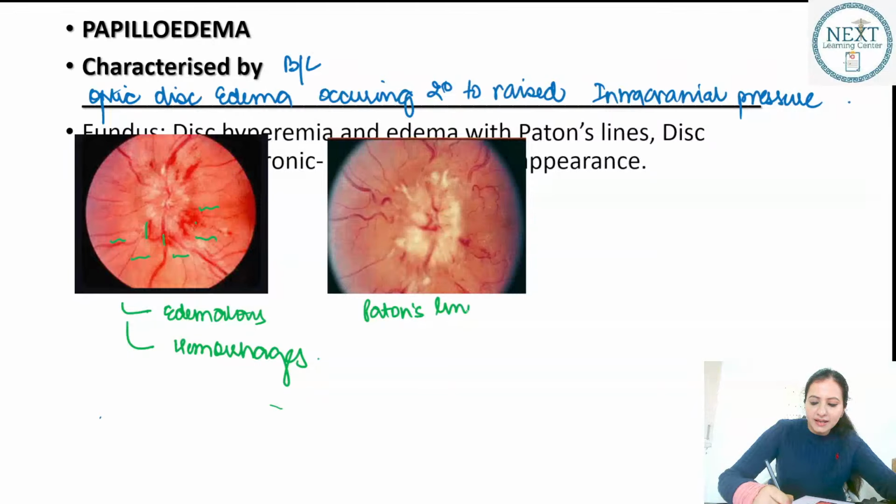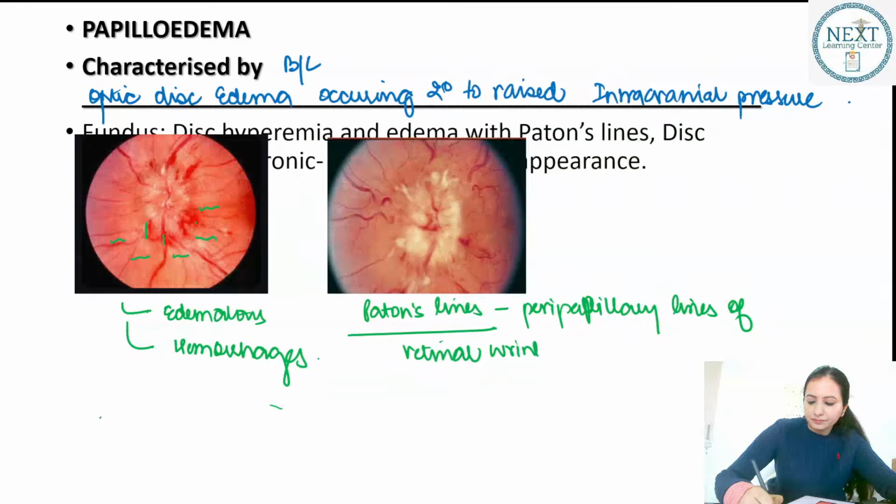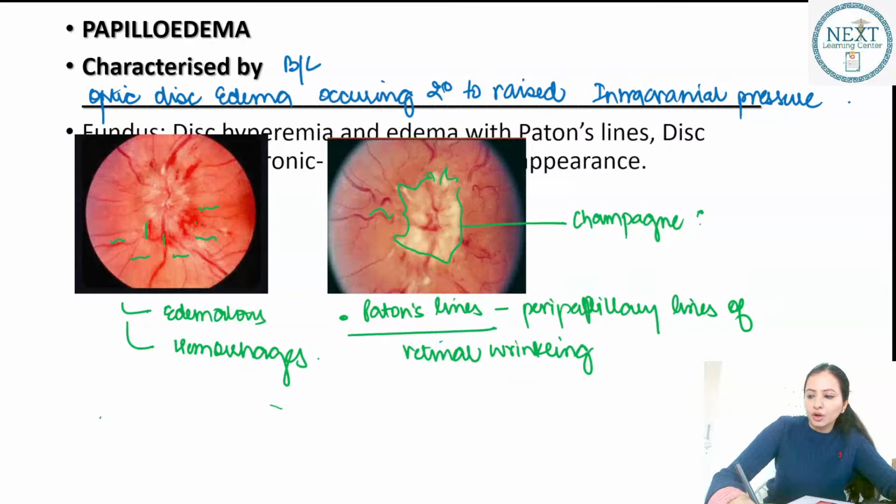What are Patton's lines? These are your peripapillary lines of retinal wrinkling. Then in chronic cases, you can have this. This is what you call as champagne cork appearance. Okay, this is champagne cork appearance.